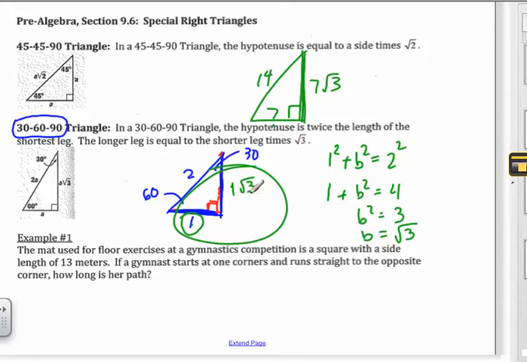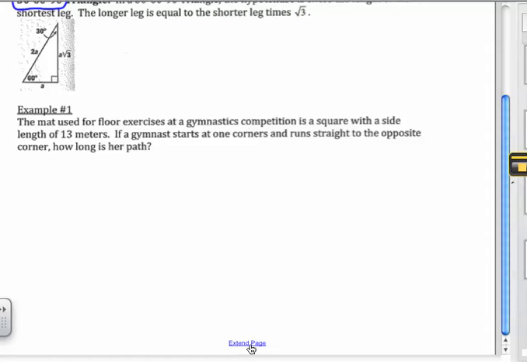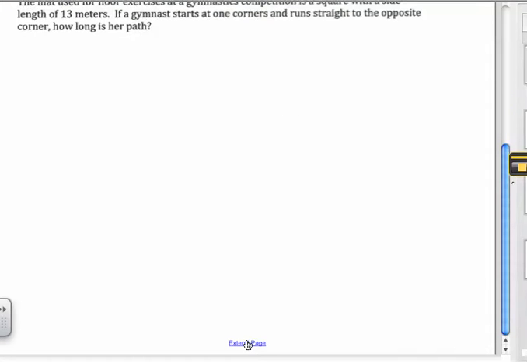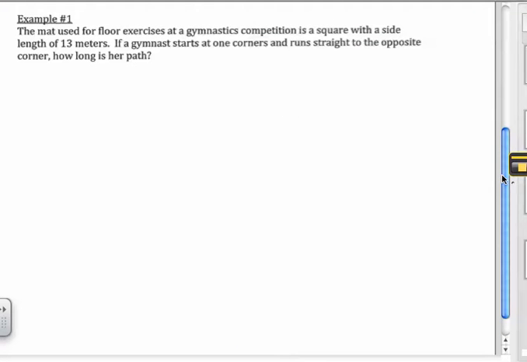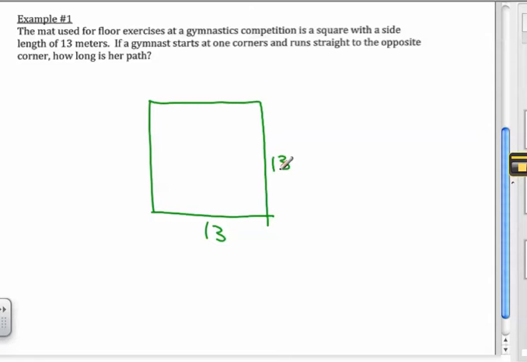Before it becomes vacation time, let's go ahead and do this example. All right? The mat used for a gymnastics competition is a square with a side length of 13 meters. If a gymnast starts at one corner and runs straight to the opposite corner, how long is her path?